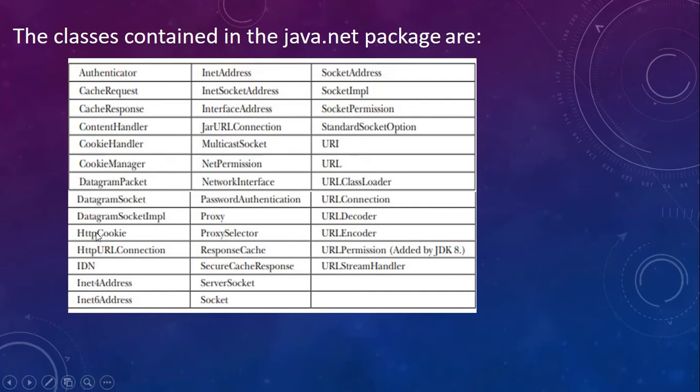Then you have DatagramSocketImpl, HttpCookie. We are also going to see HttpURLConnection. We are going to see the Inet4Address and Inet6Address classes. In general, we are also going to see a program on the InetAddress class. Then InetSocketAddress is there, InterfaceAddress is there, and so on.